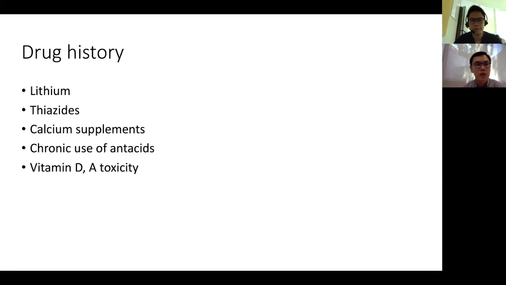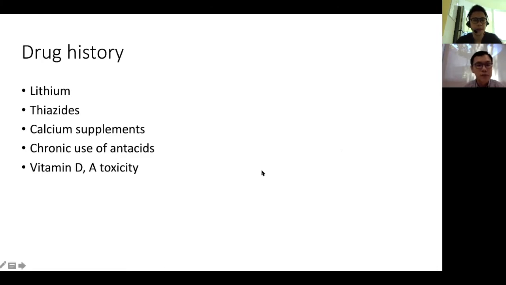Calcium supplements also rarely cause hypercalcemia unless there's something else going on in the background. But of course, we want to evaluate how much calcium supplement the patient is taking. Usually, if they are on calcium supplements and the degree of hypercalcemia is mild, we will stop the supplements first and then reassess. I think the chronic use of antacids and excess intake of vitamin D and A are generally quite rare, but we will always screen to see what supplements the patients are taking.